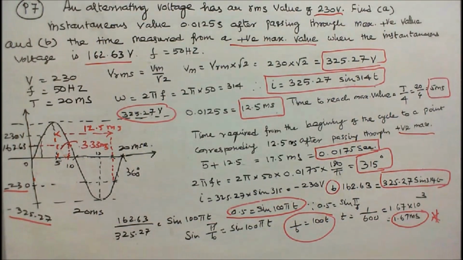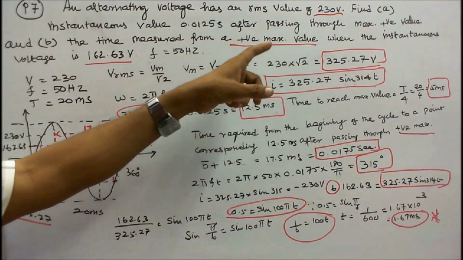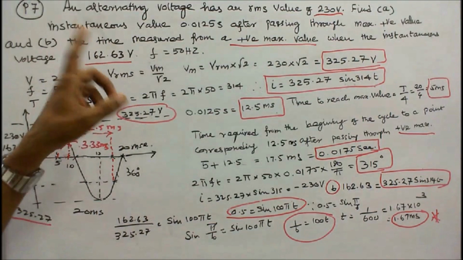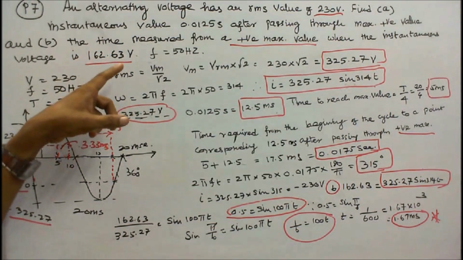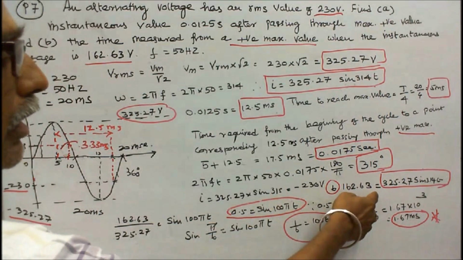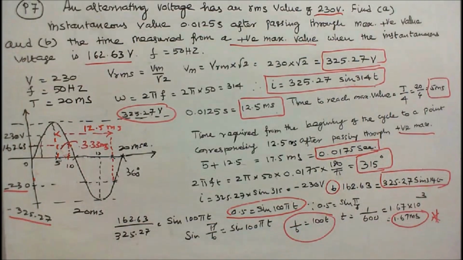The next question is the time measured from a positive maximum value when the instantaneous value is 162.63. I is equal to 162.63. Therefore, 162.63 is equal to 325.27 sine 314 t. 162.63 by 325.27 is equal to sine 100 into pi into t.